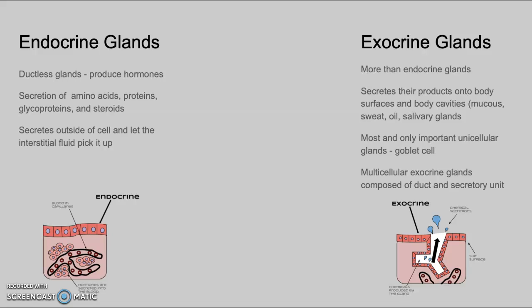Comparing to exocrine glands, there are actually more exocrine glands than there are endocrine glands. They secrete their products onto body surfaces and body cavities. This can be something like mucus, sweat, oil, and salivary glands. The goblet cells are the only important unicellular gland. The rest are multicellular, and exocrine glands are composed of ducts and secretory units.